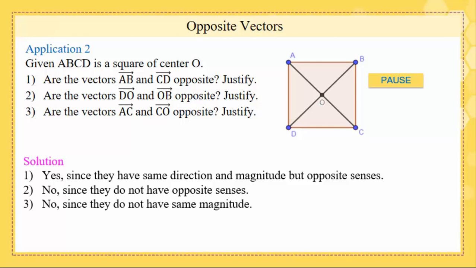Part 3. Are the vectors AC and CO opposite? This is AC vector and this is CO vector. These two vectors have the same direction, they are on the same line. They have opposite senses, but they have different magnitudes. So they are not opposite vectors.